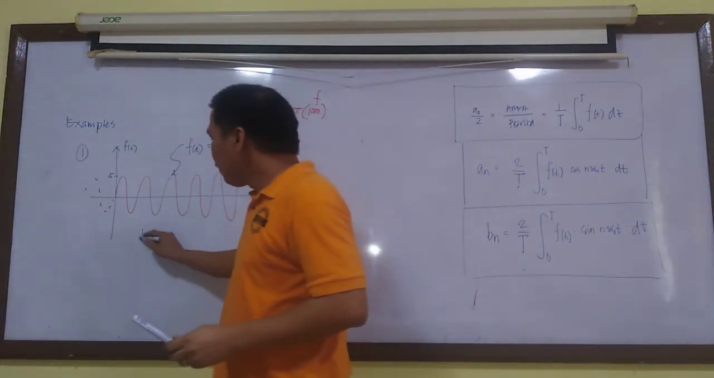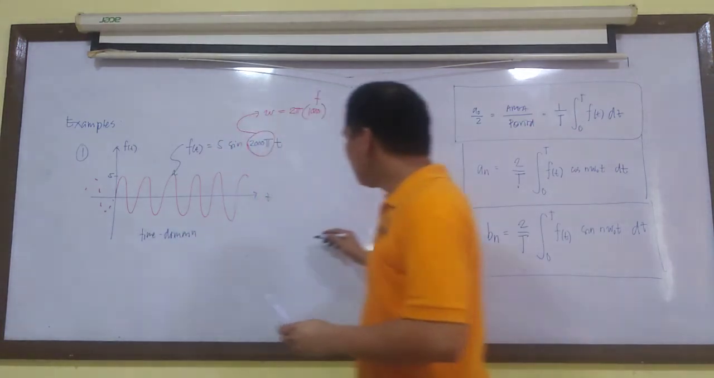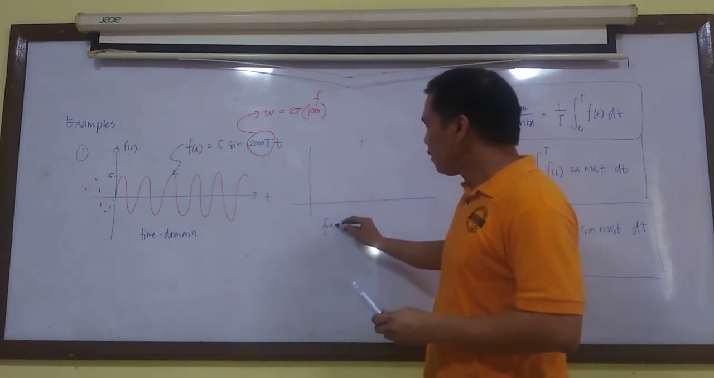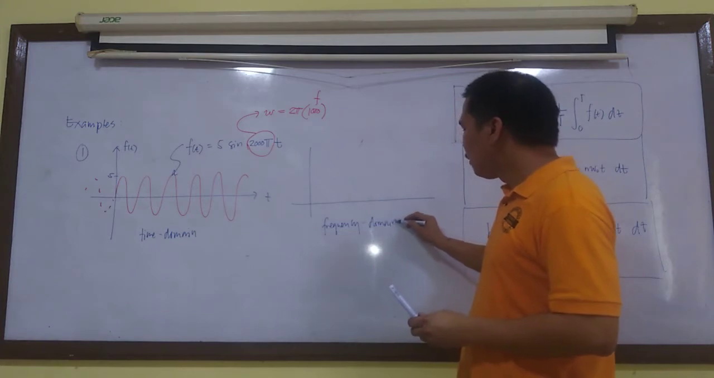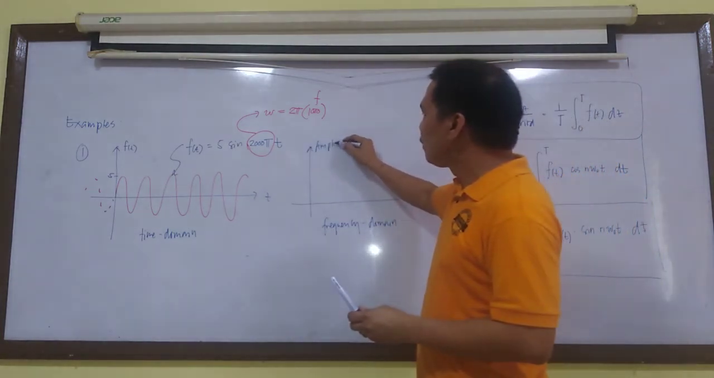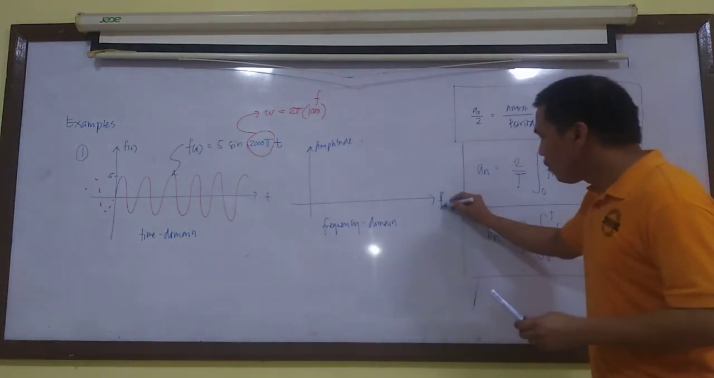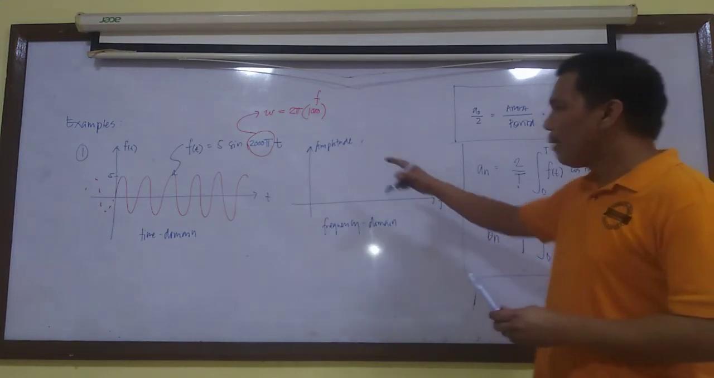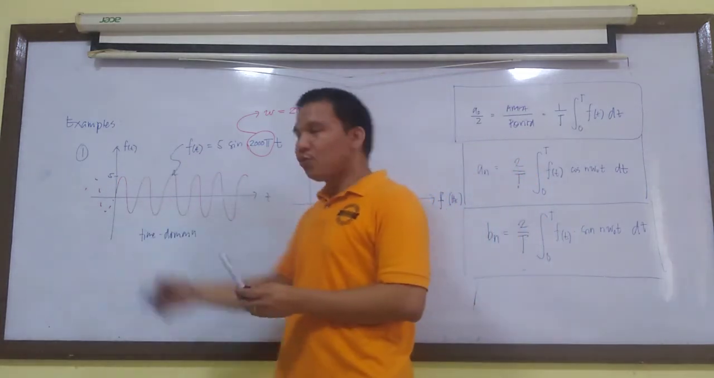This is your time domain, and this is your frequency domain. When we say frequency domain, this is your frequency versus your amplitude or power. In this case, we will be using the amplitude. So this is frequency in hertz versus the amplitude, while in time domain, that is time versus the amplitude.